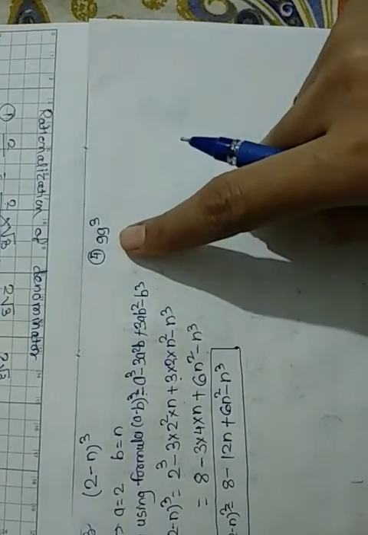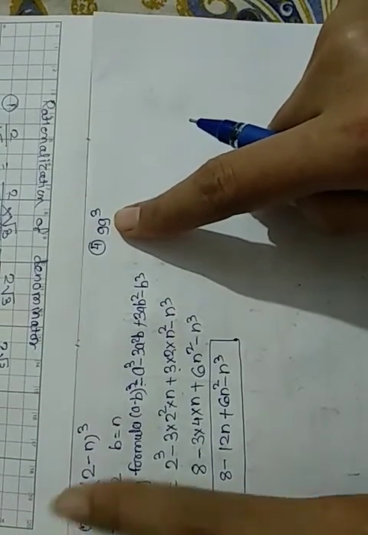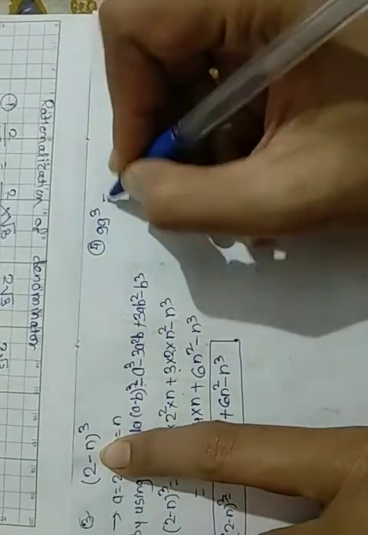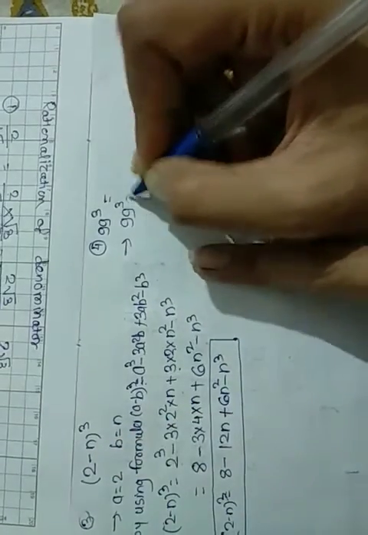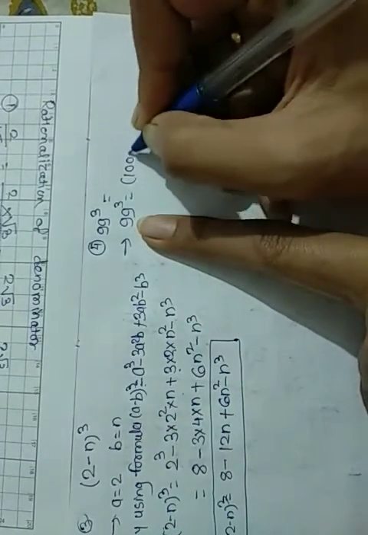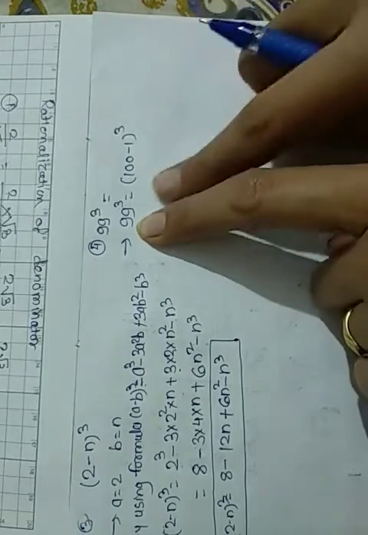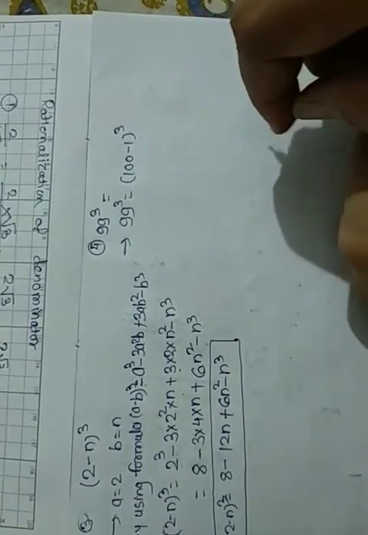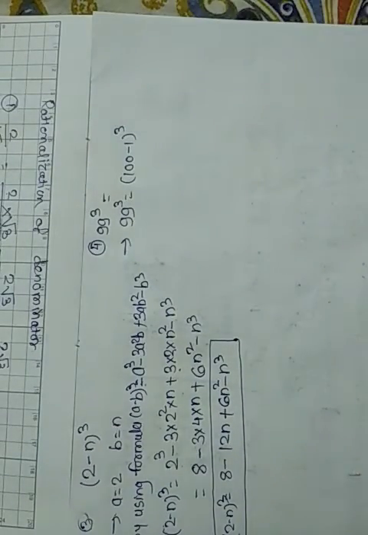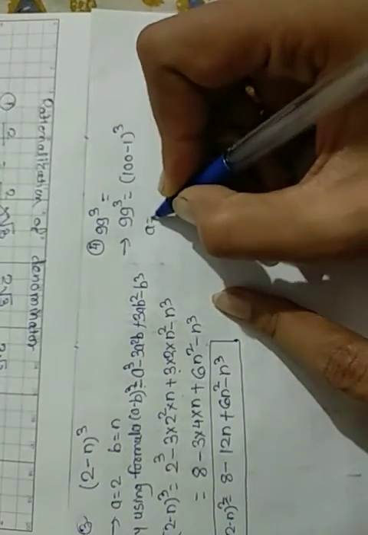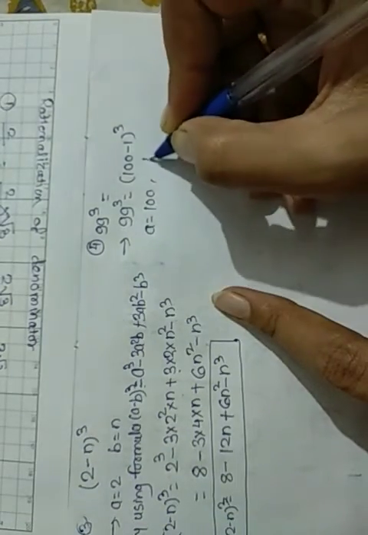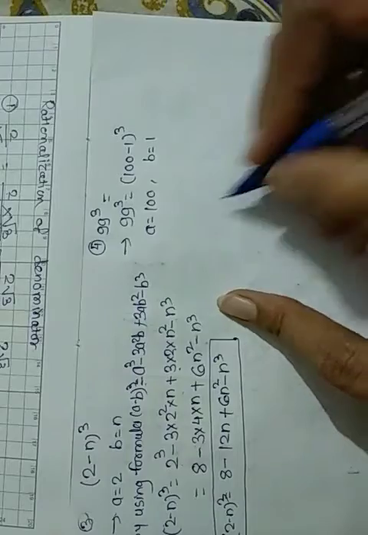First factor the 99 in subtraction form. 99 cube means (100 minus 1) bracket cube. First write down 99 in terms of subtraction. Now let's see here, the value of A is 100 and the value of B is 1.